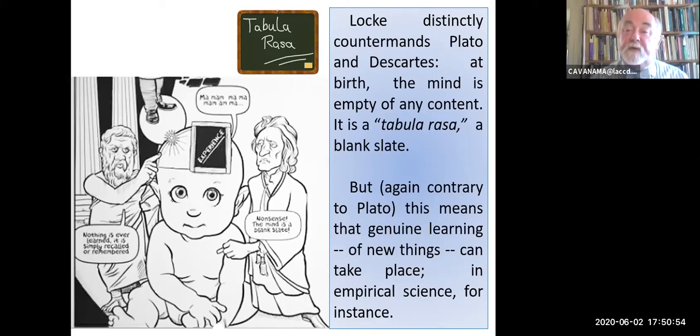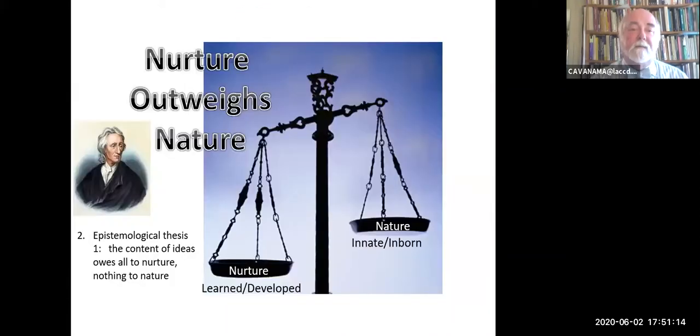This means, however, contrary to Plato, that genuine learning can take place. We can learn new things. Somebody can figure out something that nobody has ever known before. When Watson and Crick broke the DNA code early in 1953, they were the first people to have worked that out. But it was a new thing, and of course, now it's old hat. We've assumed that it is.